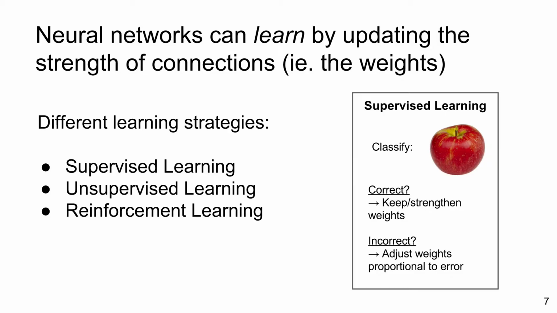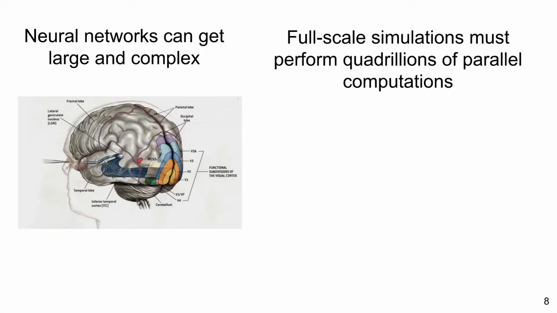There are different learning strategies that you probably know about: supervised, unsupervised, or reinforcement learning. You can see here, if it does a good job classifying the apple, encourage it, high five. If it does a bad job, then punish the weights proportional to that error. The perceptron is a pretty trivial example of this sort of calculation.